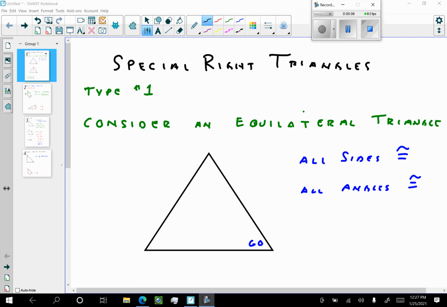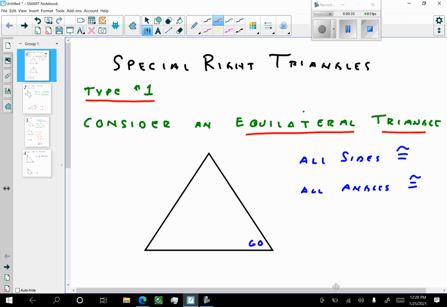Let's talk about two special right triangles. The first type we're going to talk about today is going to be a result of some manipulation that we are going to look at from an equilateral triangle. So we're starting out here with an equilateral triangle.